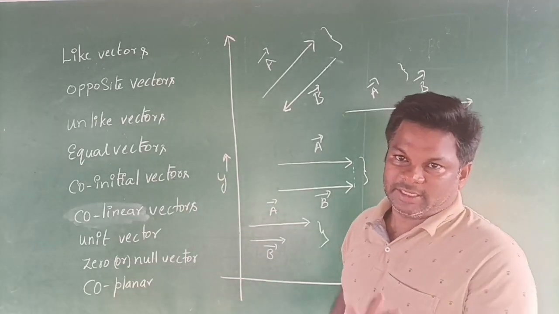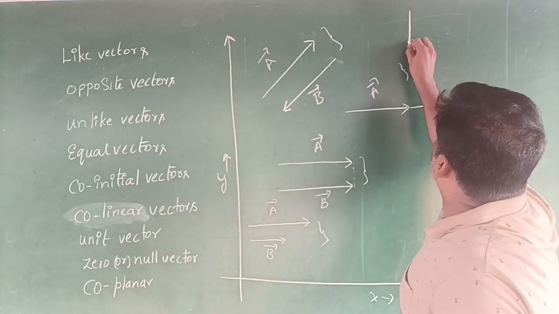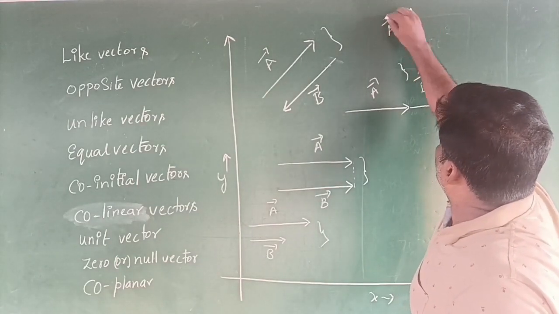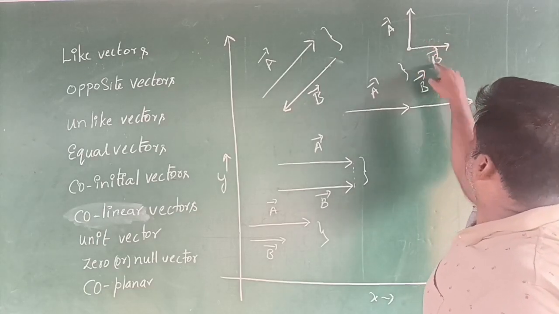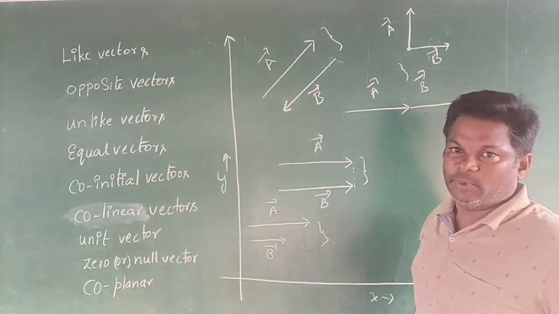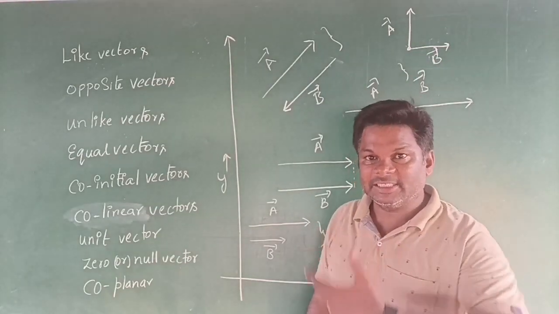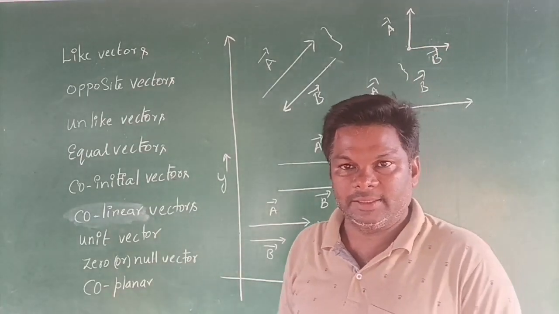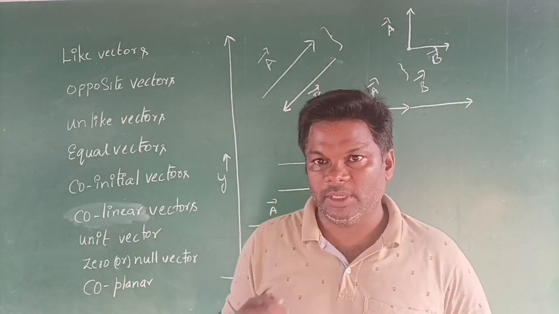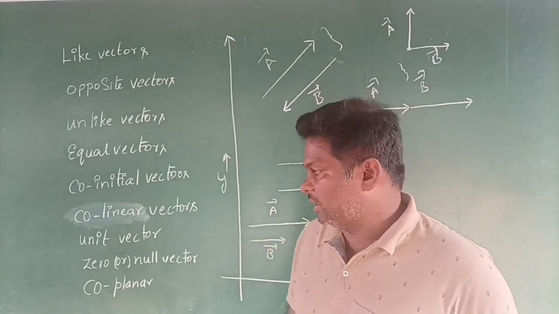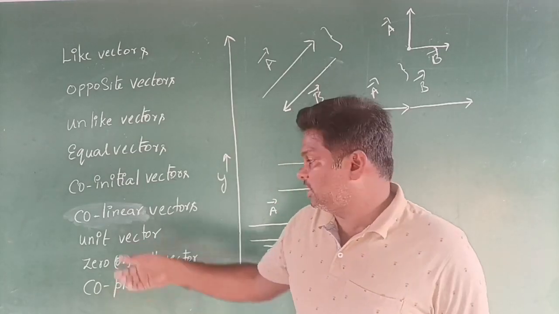Now, co-initial vectors. Here, this is vector A, and this is the starting location, and this is vector B. If both are starting at the same point, we call them co-initial vectors. Initial means starting. When they both start at one point, these two are said to be co-initial vectors.